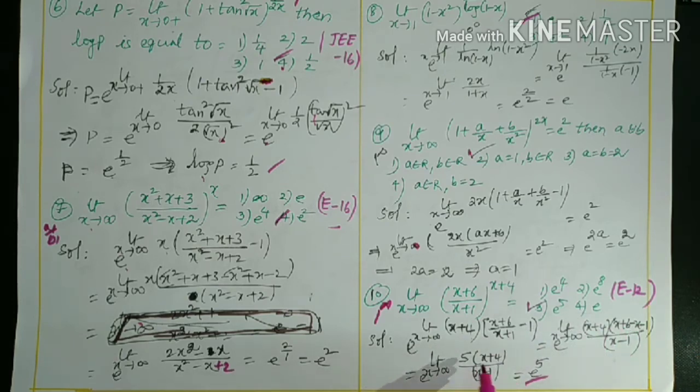Here the x gets cancelled, 6 minus 1 is 5, so 5(x + 4) divided by (x + 1). Again, you get a limit to infinity case. The numerator x coefficient is 5, and the denominator x coefficient is 1. That is the a1 by b1 form. 5 by 1 is 5, means e power 5. That is the third option.